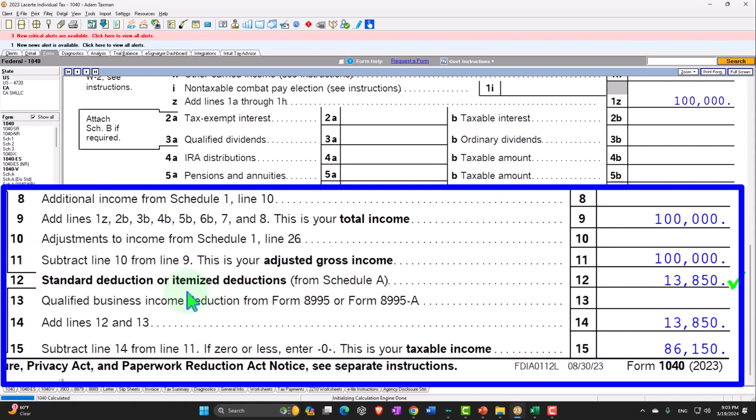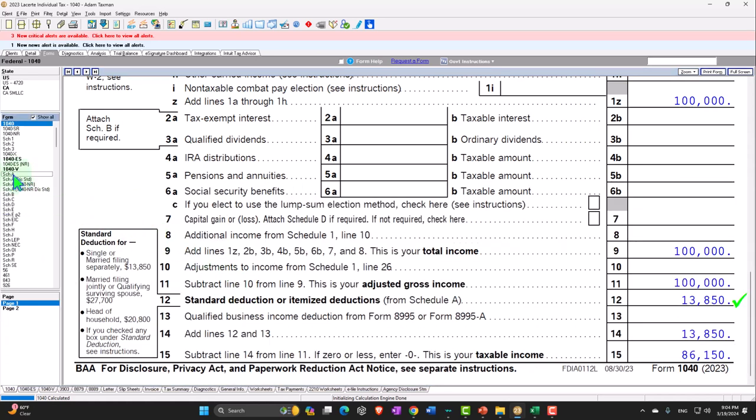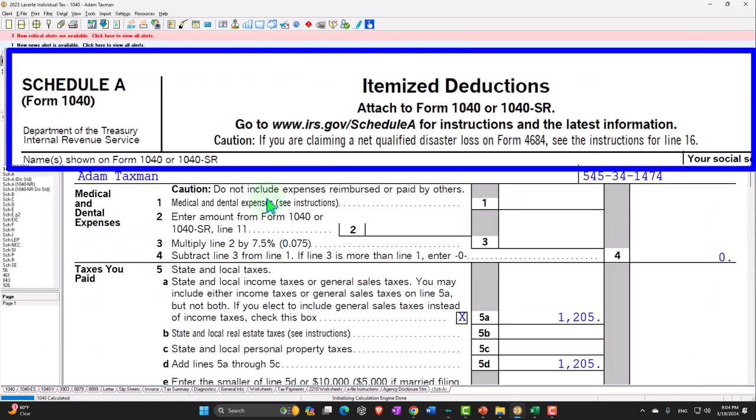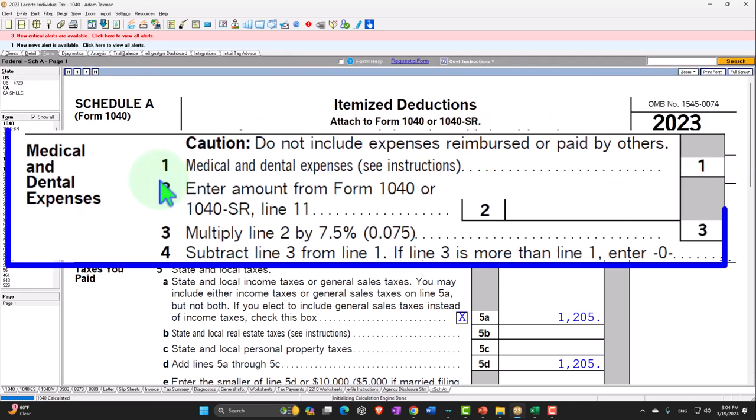So it might be simplifying the code in that way, but you have somewhat of a significant change a few years ago. Let's take a look at the Schedule A just to get an idea of the general categories of itemized deductions. So we have the itemized deductions, medical and dental expenses. We'll talk about each of these categories shortly.